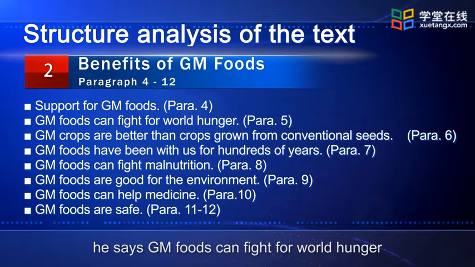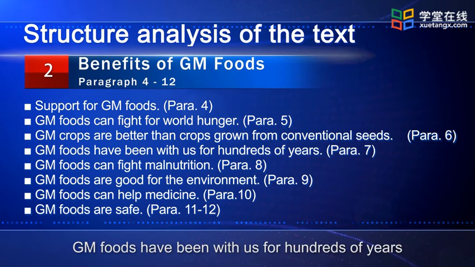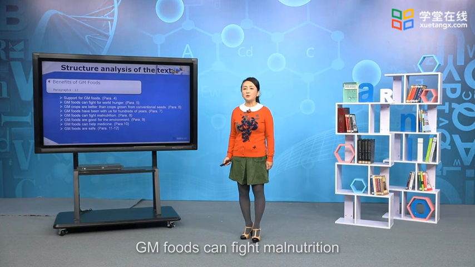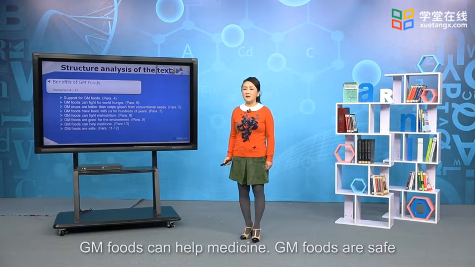In the benefits, he says, GM food can fight world hunger. GM food is better than crops grown from conventional seeds. GM food has been with us for hundreds of years. GM food can fight malnutrition. GM food is good for the environment. GM food can help medicine. And last, GM food is safe.